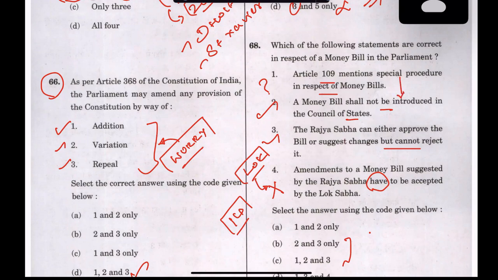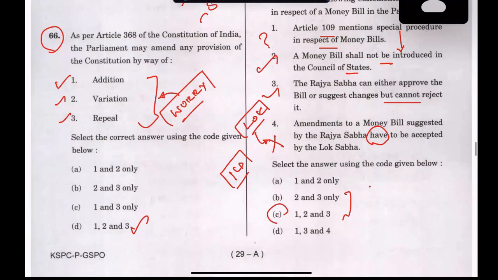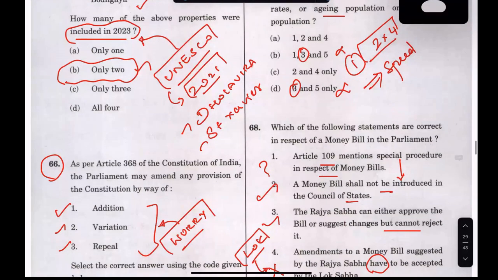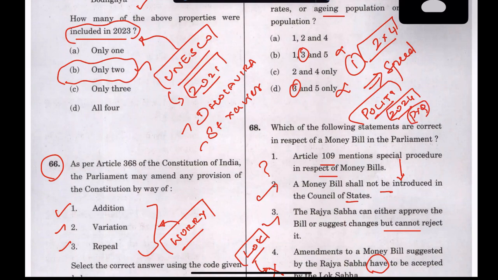This procedure is mentioned in Article 109. This is the article. Many have gone for B. This is where I keep on saying this fact that polity is your key through which you will clear the civil services examination. Previous year questions are what clear this examination.